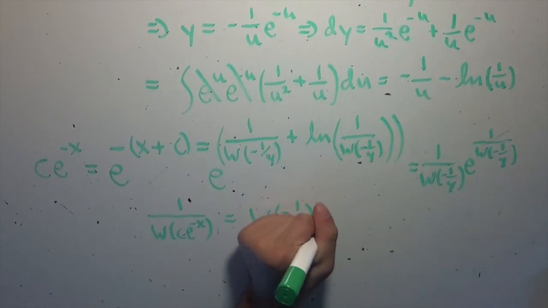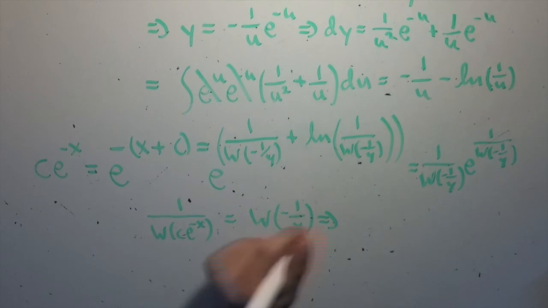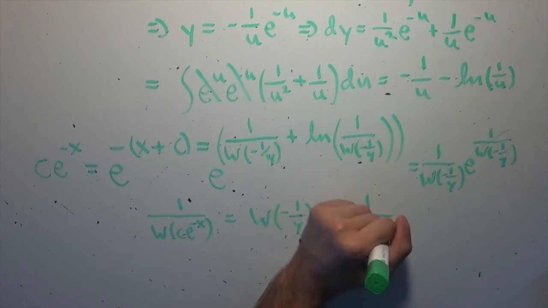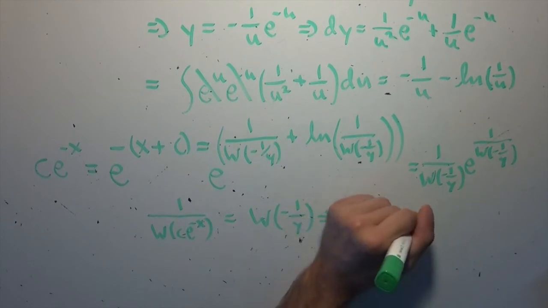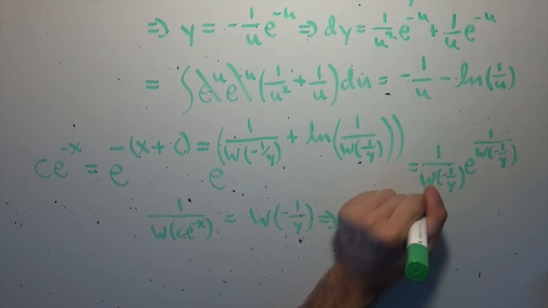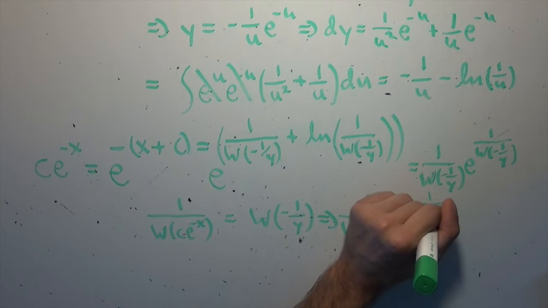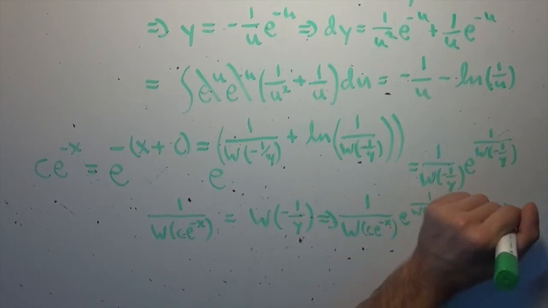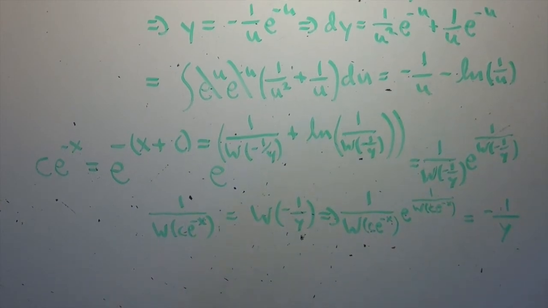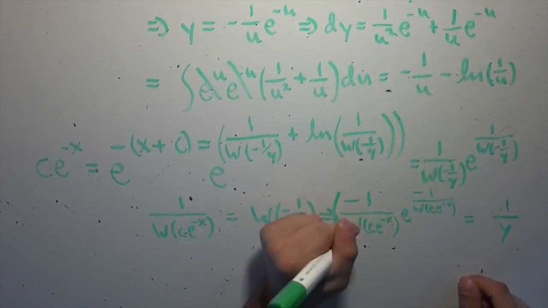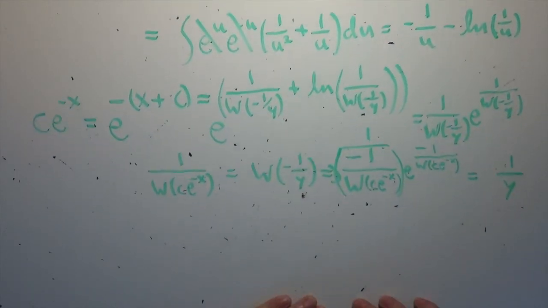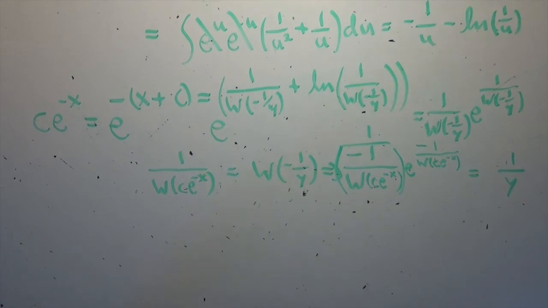So we end up with 1 over w of a constant times e to the negative x times e to the power of 1 over w of a constant times e to the negative x equals negative 1 over y. So we need to multiply by negative 1 on both sides and reciprocate on both sides. So reciprocate, I just wrote 1 over that thing. And so in the end, we finally get our result.